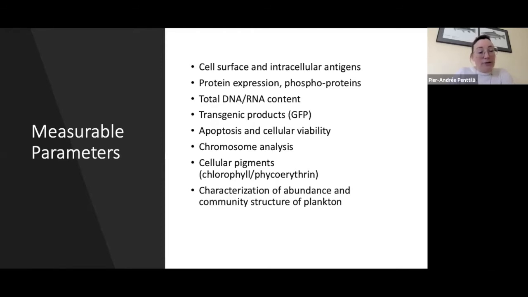And even things like cellular pigments, chlorophyll, or phycoerythrin, and the characterization and abundance of community structure of plankton as used in marine biology. So you can see it's become, again, a very, very important tool across a diverse array of fields with many different types of measurable parameters.